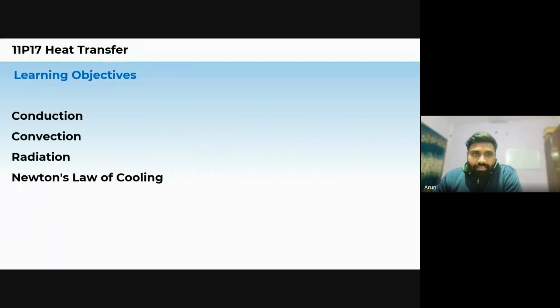The learning objectives for today are conduction, convection, radiation, and Newton's law of cooling. Although in radiation we will also cover the Stefan-Boltzmann law, and we will see the Maxwell distribution curve, the radiation energy per unit wavelength. With respect to wavelength, we will draw that and see the variation of that.